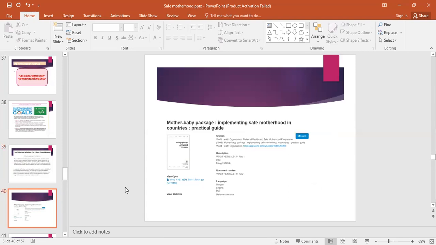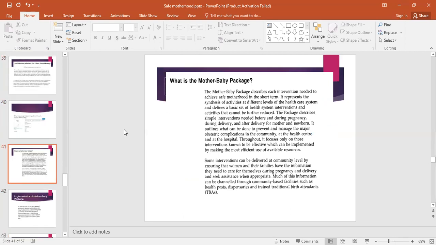For the implementation of safe motherhood in countries, there is a launch of a mother baby package. And what is the mother baby package? The mother baby package describes each intervention needed to achieve safe motherhood in the short term. It represents the synthesis of activities at different levels of the healthcare system and defines a basic set of health system interventions and activities that cannot be further reduced. The package describes simply the interventions needed before and during pregnancy, during delivery, and after delivery for mother and newborn.